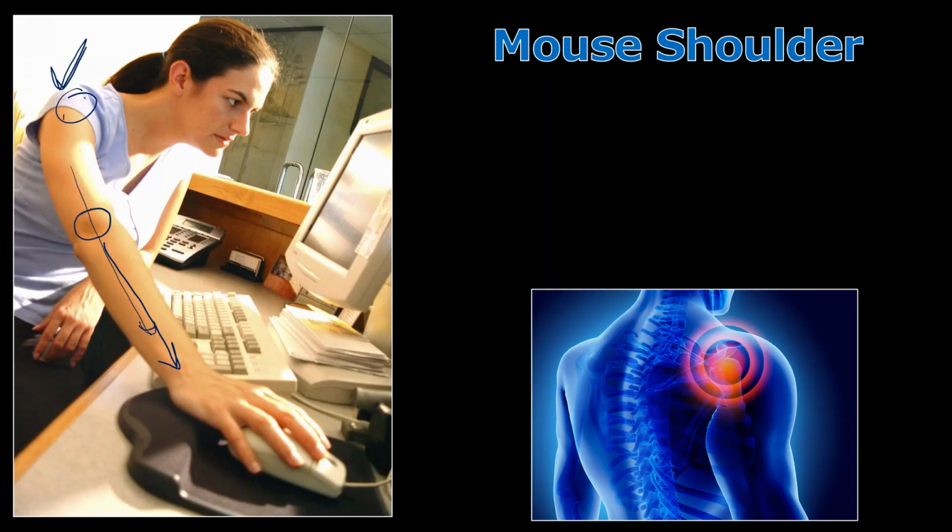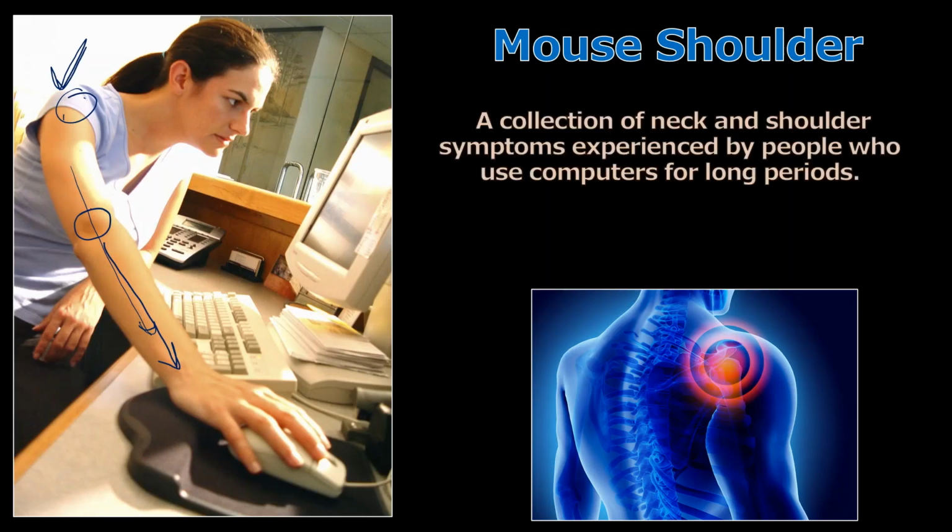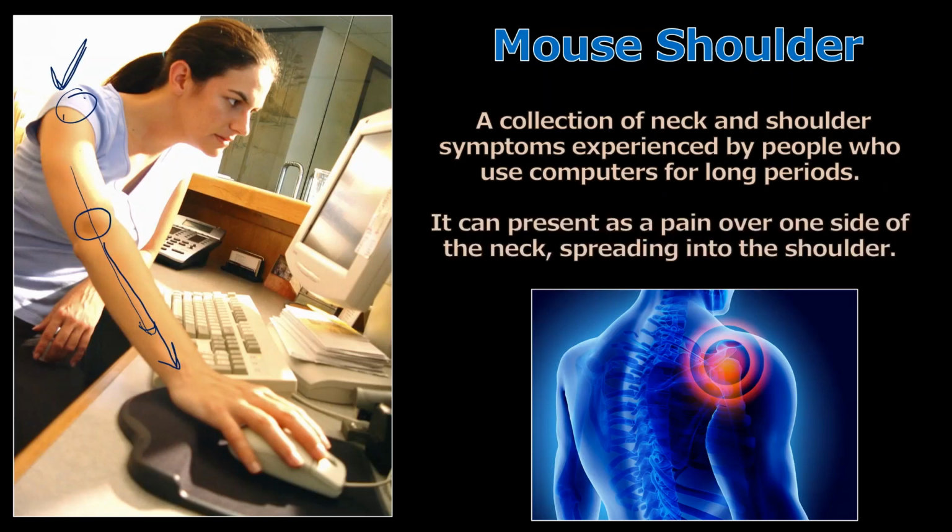And it's got a name now. It's called mouse shoulder. And it's just a collection of signs and symptoms experienced by people who sit and use a mouse for long periods of time, like many, many people do in the world today. So it's usually a pain on one side of the neck where it starts, and you wonder, why does my neck hurt? And you don't really blame it on the mouse at first, but then it spreads down the neck to the shoulder and becomes really a problem that you have to change your habits to deal with. And it will go away if you change your habits.